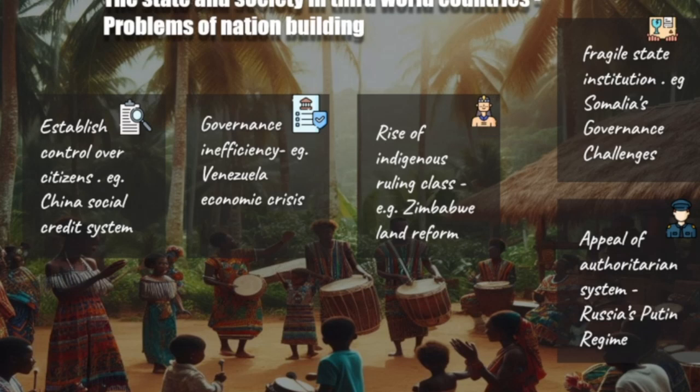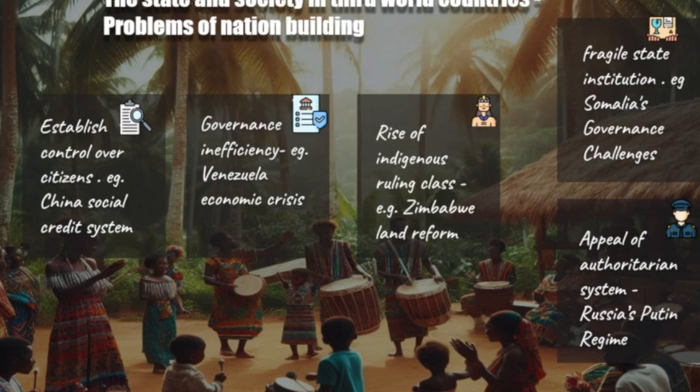Thirdly, the rise of an indigenous ruling class. Let's look at the case of Zimbabwe's land reform. After independence, President Mugabe launched a program to redistribute land from white farmers to indigenous Zimbabweans. However, corruption and inefficiency plagued this process, leading to the rise of a new ruling elite made up of Mugabe's loyalists. Those individuals benefited from land seizures. This demonstrates how land reform efforts can be subverted to consolidate power among a select few.